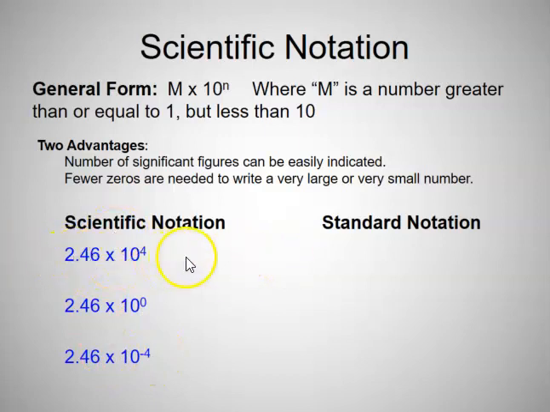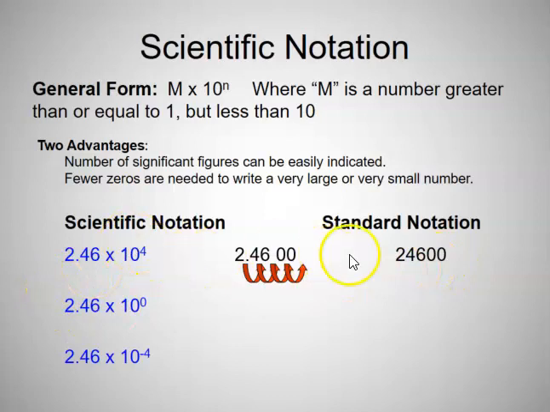So I'm going to start off with my 2.46, and I'm going to move this decimal. It's going to go over once, twice, three times, four times. Fill in the zeros there. So I went 1, 2, 3, 4. So 2.46 times 10 to the 4 is the same thing as 24,600. I moved it that way because that gave me the big number.